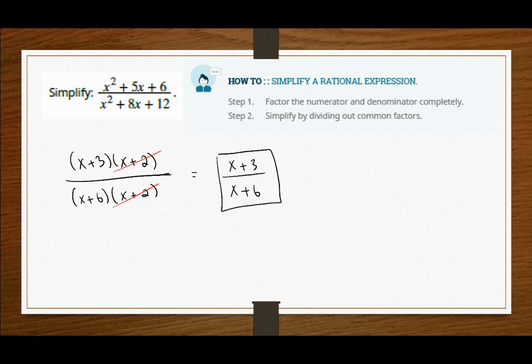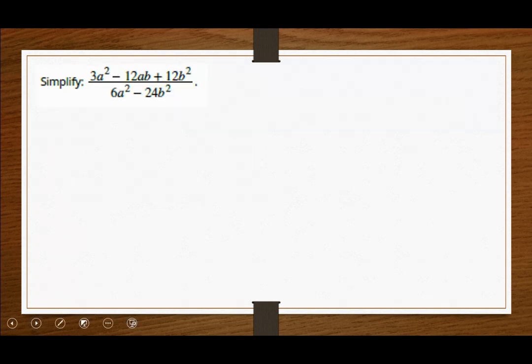So factoring plays a critical role here. We've got to be able to identify the appropriate technique quickly in order to answer these types of questions. And this is before we even get into how to perform operations with these types of rational expressions. So simplification is a critical skill set. Let's look at some more examples. Here's a slightly more complicated one.